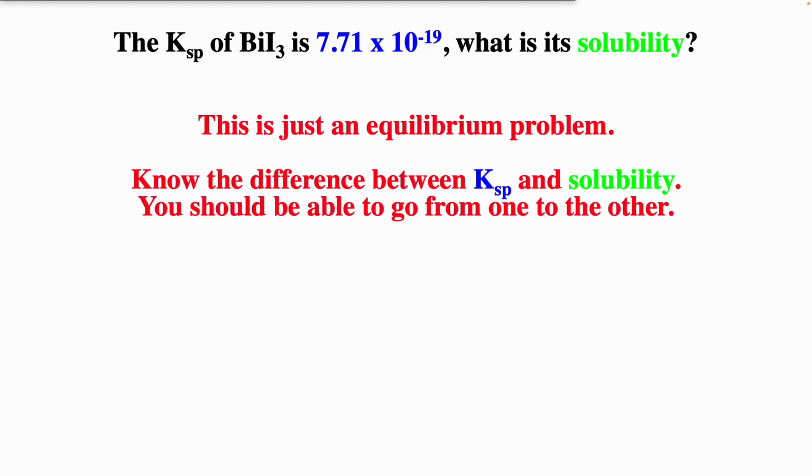Now, you could be asked a question of, given the KSP of something, what is the solubility? This is just an equilibrium problem. And you have to know the difference between KSP, which is the equilibrium constant, and solubility, which is the maximum amount of stuff that will dissolve in a given amount of solvent.